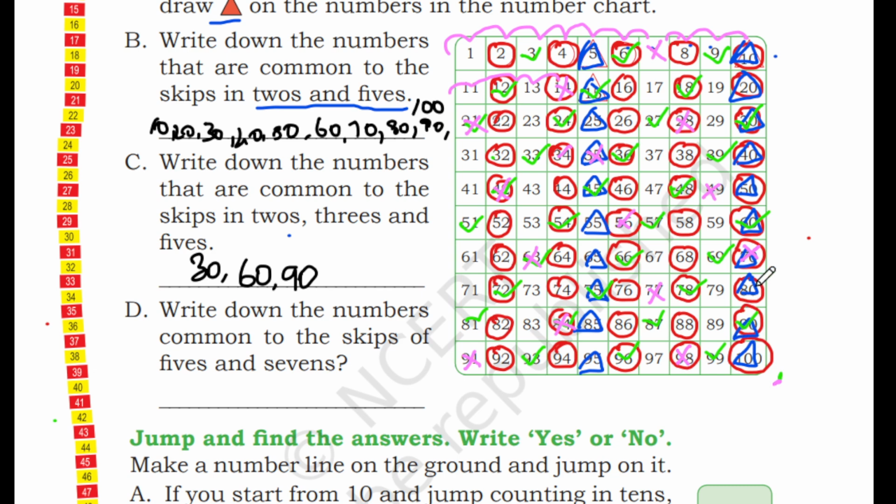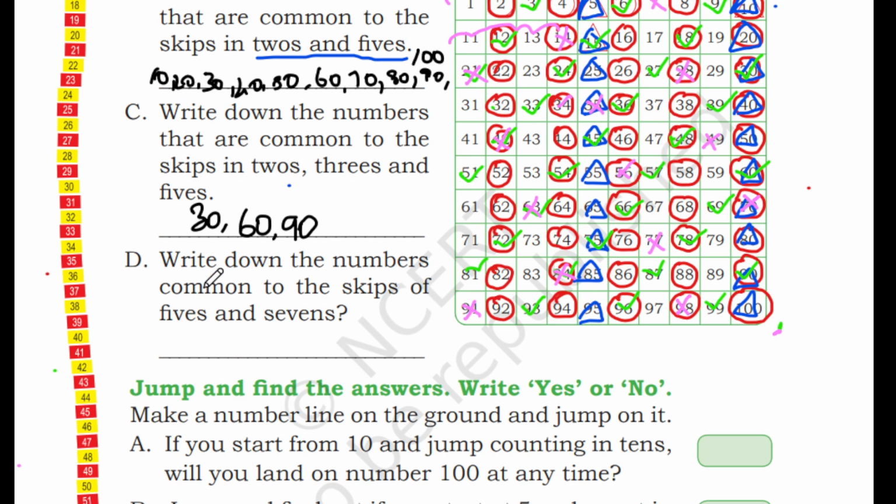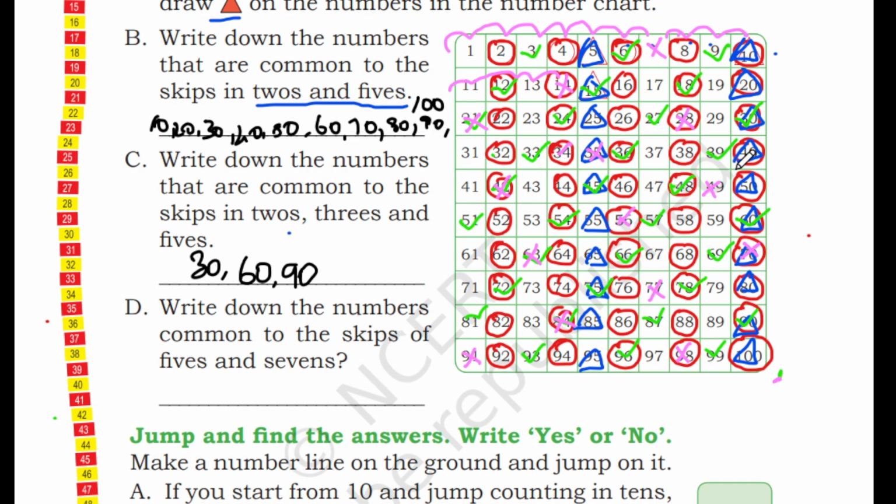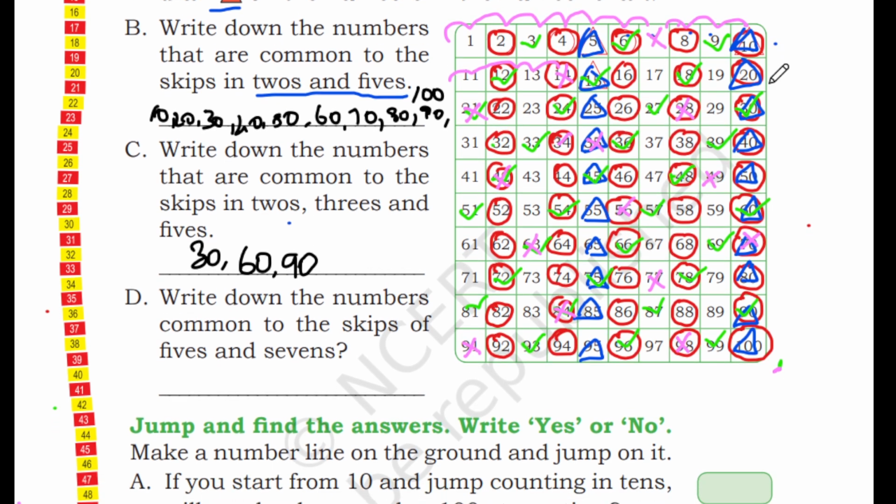Okay, so now what is the question? Write down the numbers common to the skip of 5s and 7s. So which number is common to the skip of 5s and 7s? So that is the answer we need to find out. So now we have to find out which number has both. For 5s we marked a triangle, right? A blue triangle. And for 7s we did a cross mark in pink. So find out which number has both the triangle and the pink cross mark.